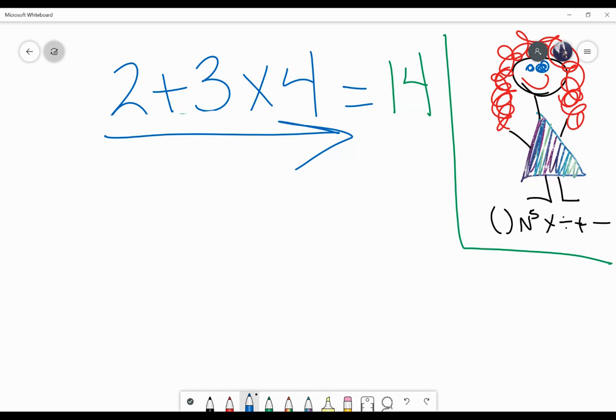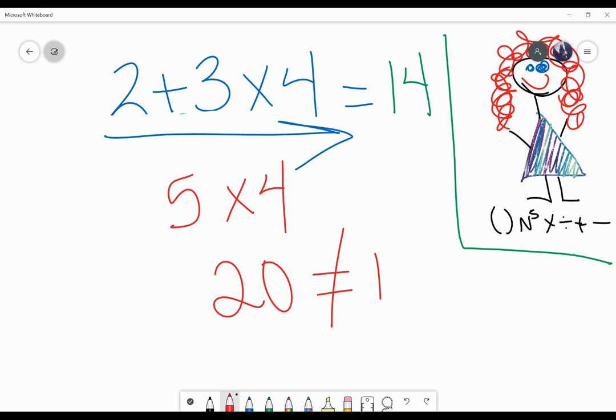Now, before we move on to our next problem, let's just do this equation from left to right to demonstrate why our order of operations is important. We're going to do this in red because it's wrong. I would first do 2 plus 3, which equals 5, and then I would multiply it by 4, and I would get 20. And 20 does not equal 14. So as you can see, just doing the problem from left to right does not give you the same answer as following our order of operations here.